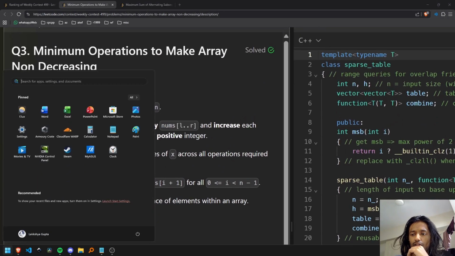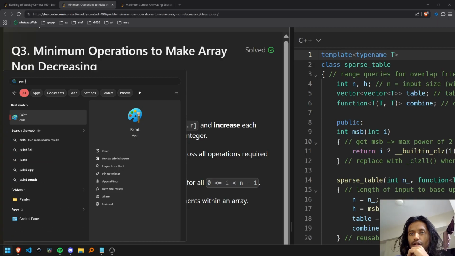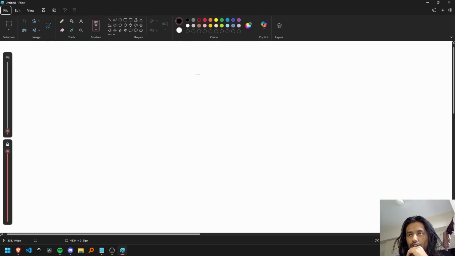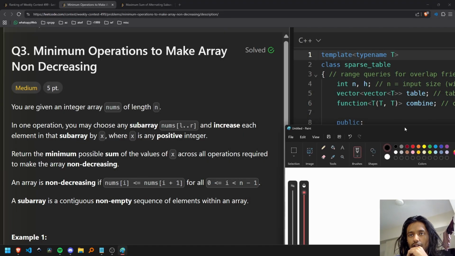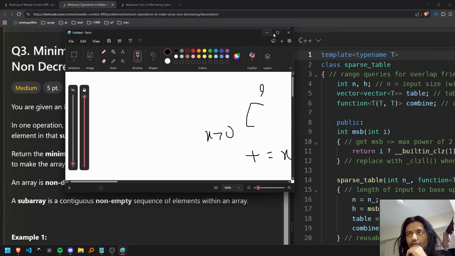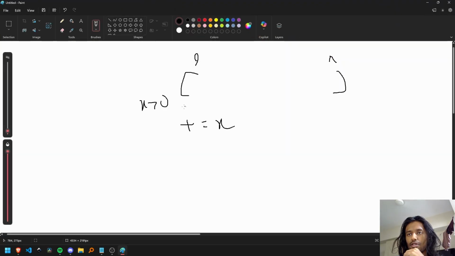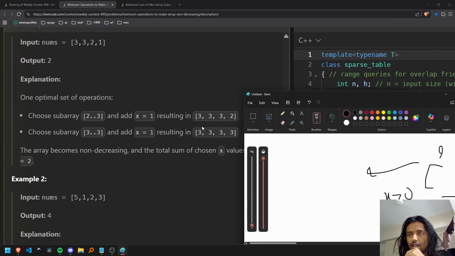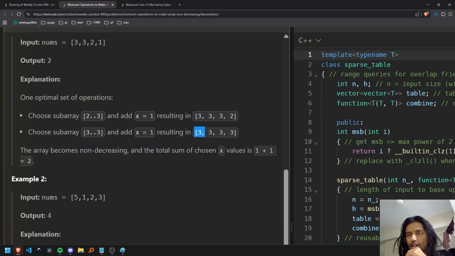Q3 was basically we are given an array and we can do an operation, and the operation is select this subarray L to R and increment all elements by plus equal to x, where x is greater than 0. And we have to find the minimum sum of all x's such that the array becomes non-decreasing, where non-decreasing means it's not decreasing basically.